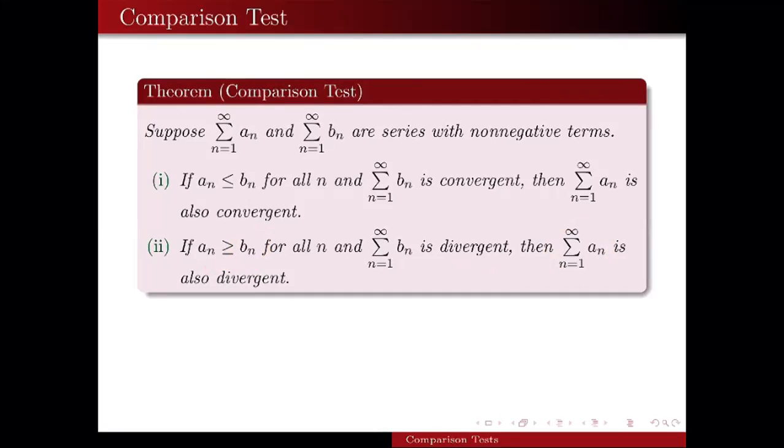So if a smaller series is divergent, of course, the bigger series will also be divergent. Take note, the terms of our series are all non-negative. So if you just add the terms and you have a divergent series, it will go to plus infinity. So if the smaller series goes to plus infinity, what more the larger series? It will also go to plus infinity.